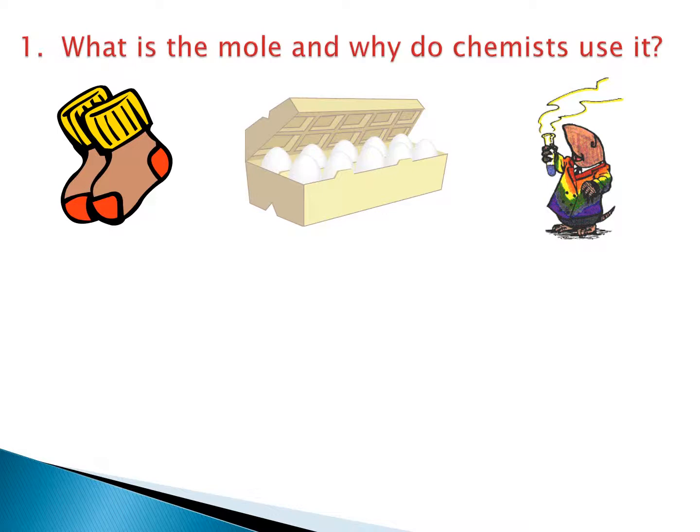Now you know just from living in the world that a pair is two things. You know that a dozen is 12 things. Okay? And we use those to simplify. We have a pair of socks, we have a dozen eggs. But when we're talking about atoms, a pair or a dozen doesn't really work very well because we have so many atoms in a single sample. So when we talk about atoms, we'll talk about a mole of atoms.